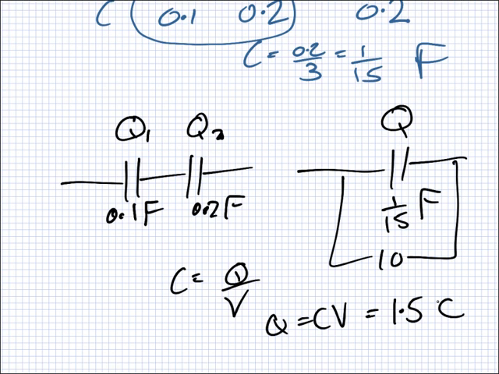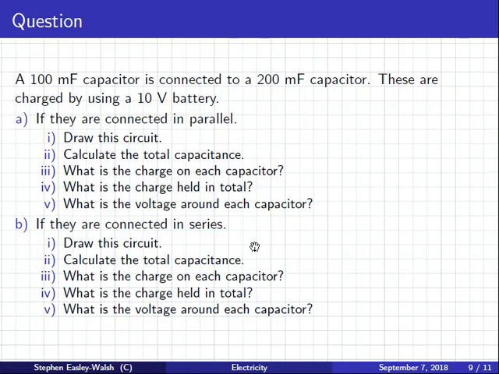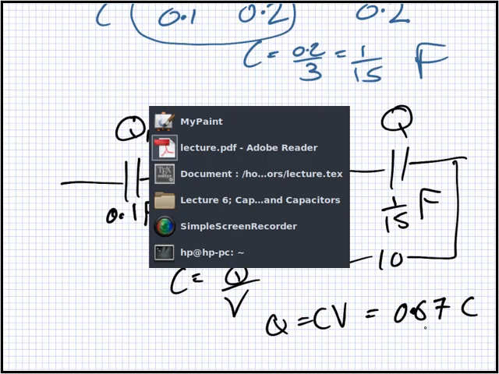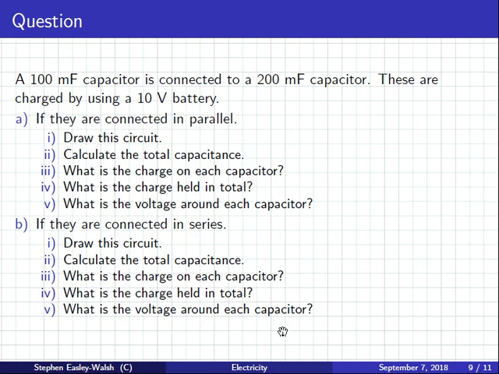1.5? Oh, sorry. 0.67 coulombs. Oh yeah, I had it upside down. Okay. Now, next. What is the total charge? Also 0.67. Finally, what is the voltage on each?